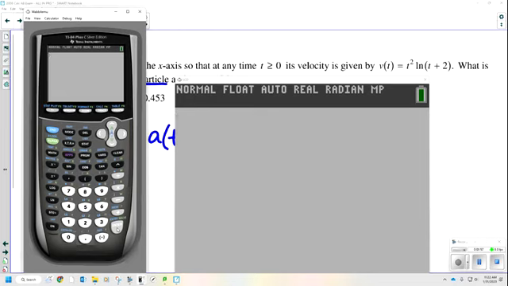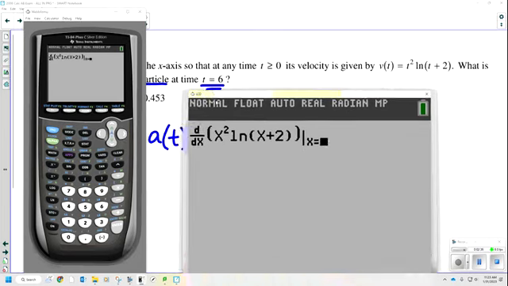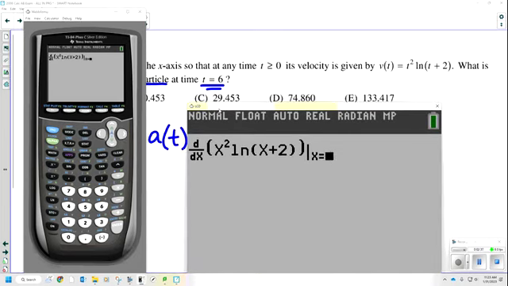What do I mean? I'm going to go to Math 8. We're going to use x as our derivative variable. I'm going to put the equation for what I want to take the derivative of. In this case, I'm going to put velocity in there. The calculator will take the derivative and input the number for time, or in this case, for our x value. So we have x squared times the ln of x plus 2, and I want my x value to be 6.